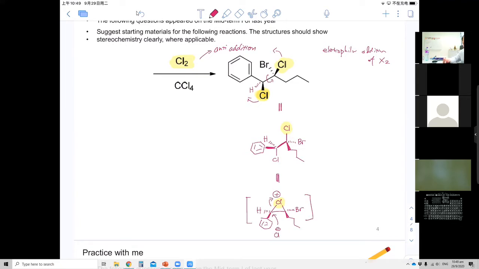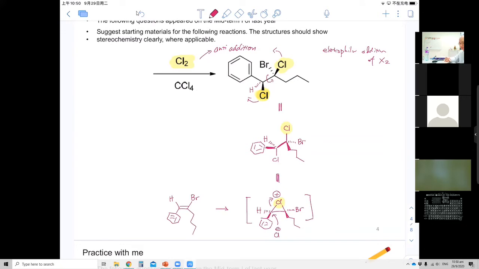Then if you draw at this stage here, it's easy to understand, right? The H and the Br for the original alkene will be on the same side. So what it looks like is the H and Br will be on the same side, and the phenyl and the butyl group will be on the same side.